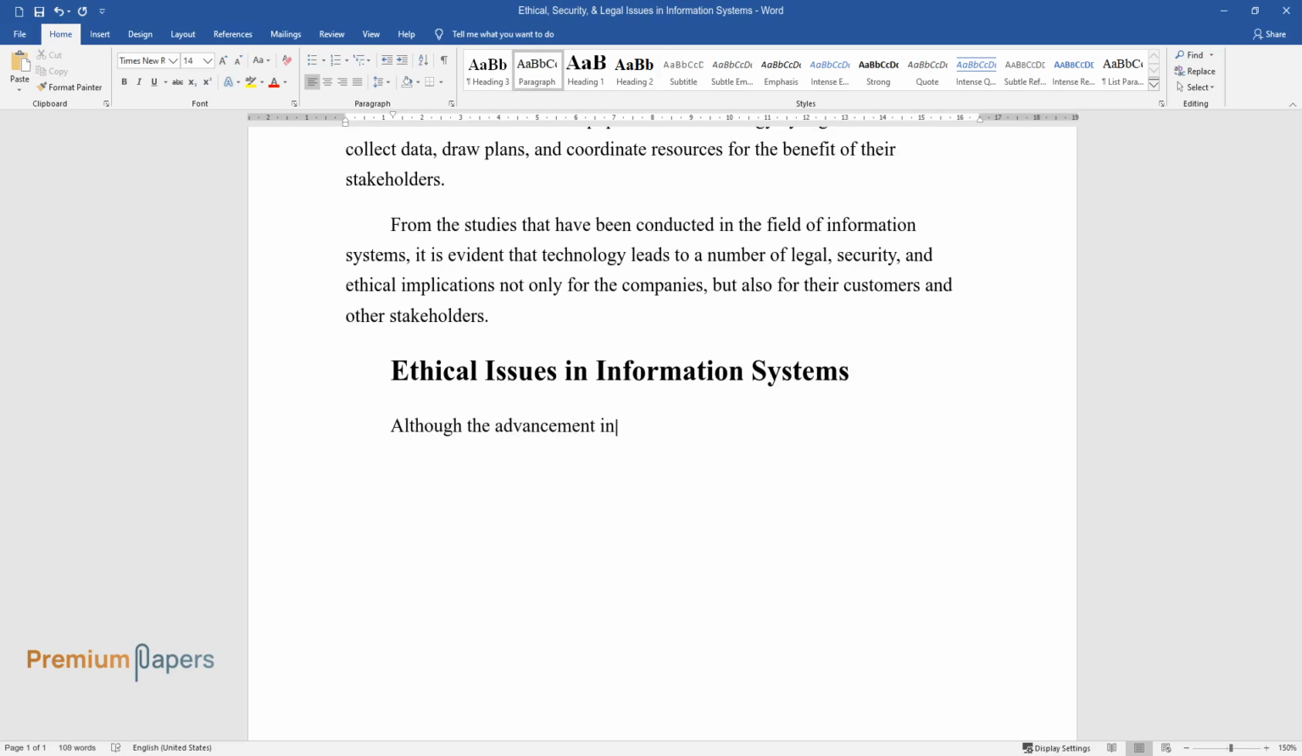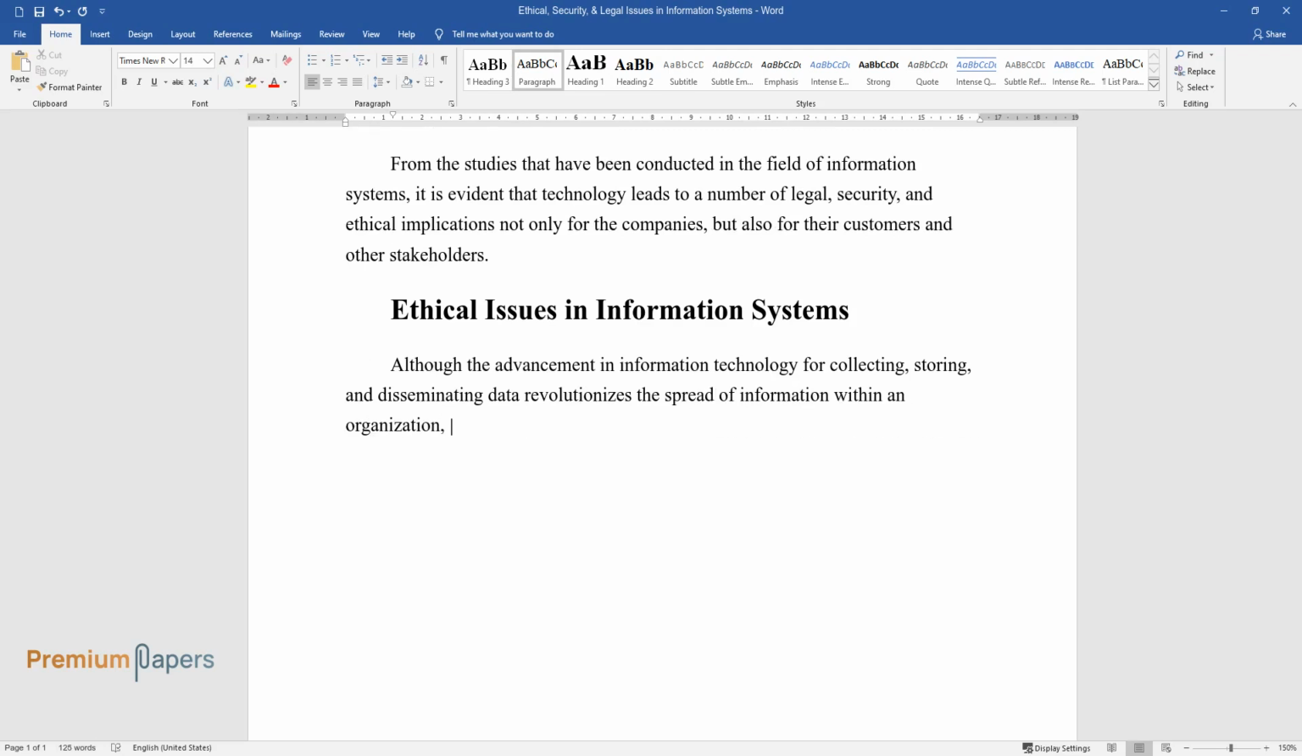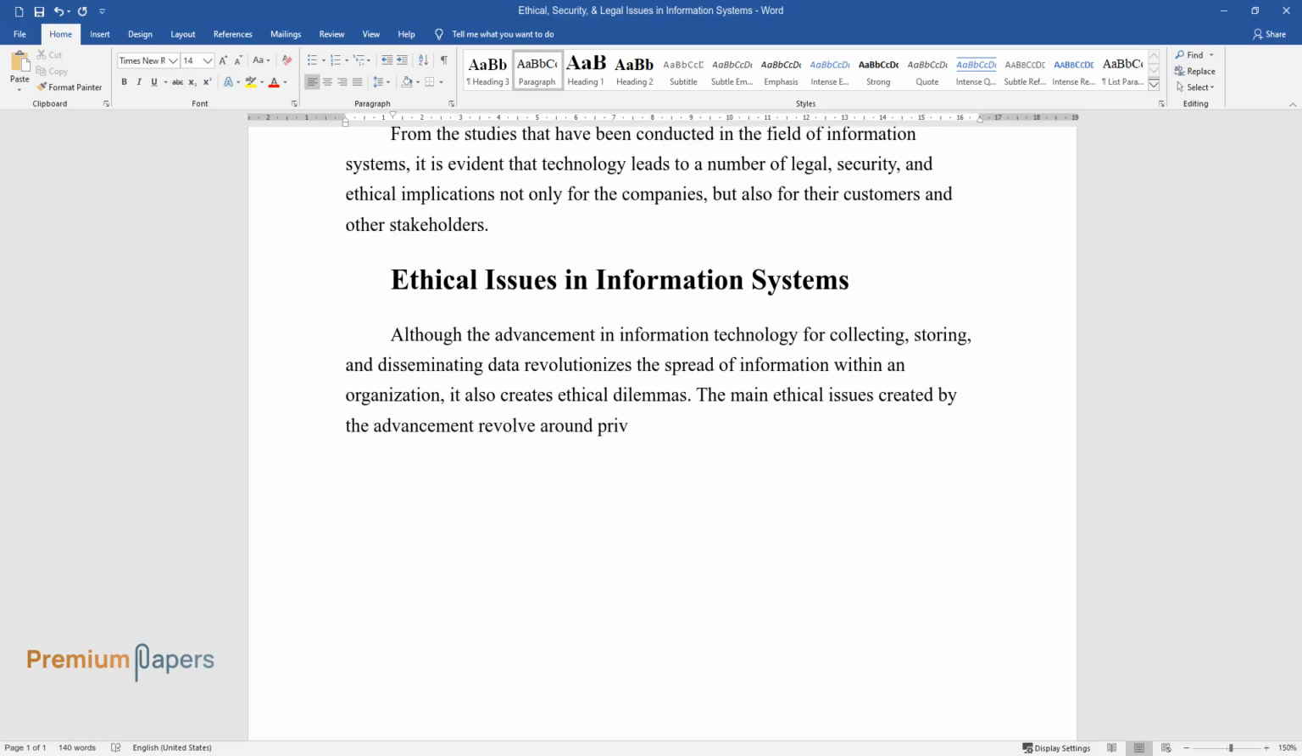Ethical issues in information systems. Although the advancement in information technology for collecting, storing, and disseminating data revolutionizes the spread of information within an organization, it also creates ethical dilemmas. The main ethical issues created by the advancement revolve around privacy, accuracy, and accessibility of data.